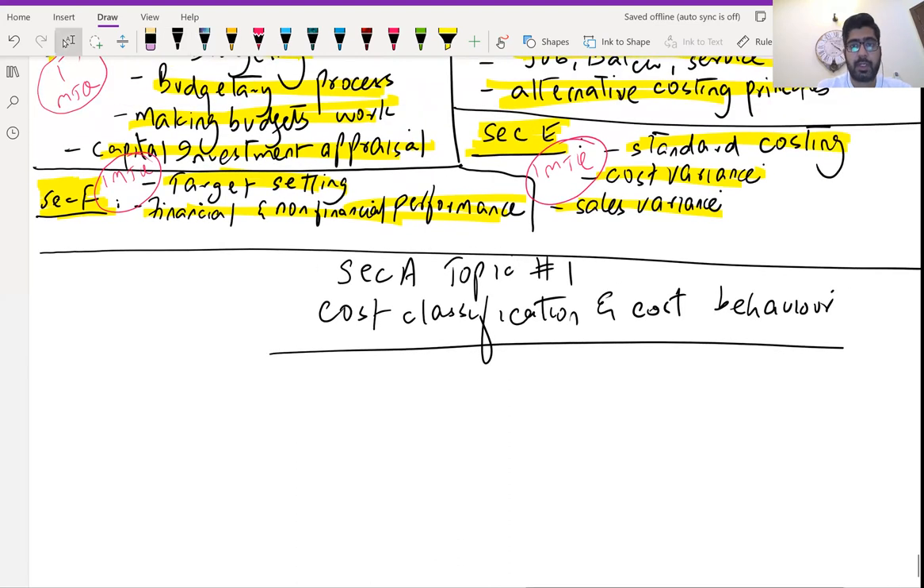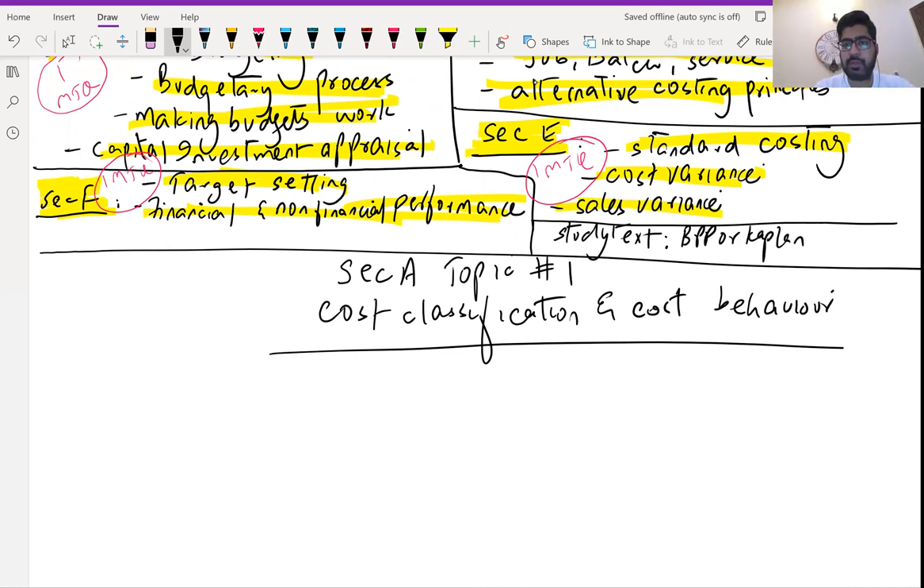Before starting this section, I forgot to tell you one thing. You need to use study text of either BPP or Kaplan. You can use any study text of the publisher, either BPP or Kaplan. And you have to use the revision kits of BPP and Kaplan. I did not say or Kaplan. The revision kits have to be taken of both BPP and Kaplan, because both have some very good questions. Although we will solve 60-65% of the revision kits between the classes as well, but you need to take both revision kits, and for the study text, either take BPP or Kaplan, doesn't matter.